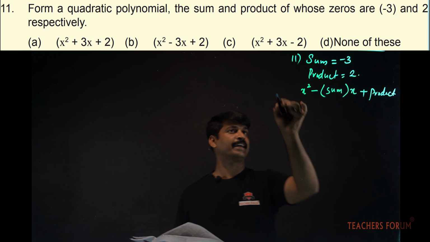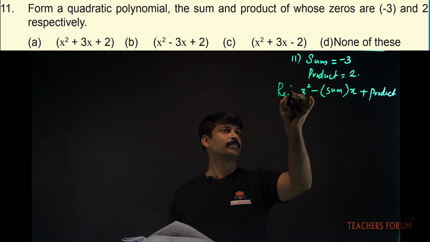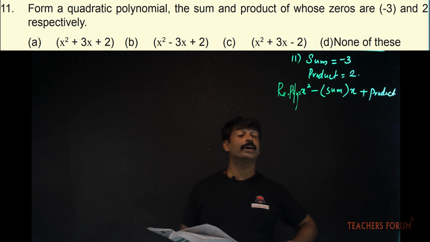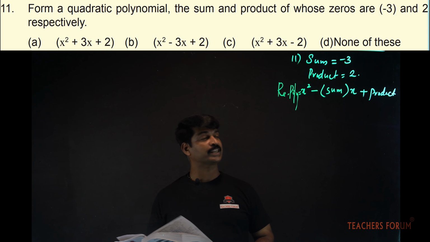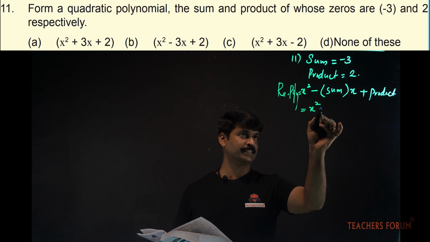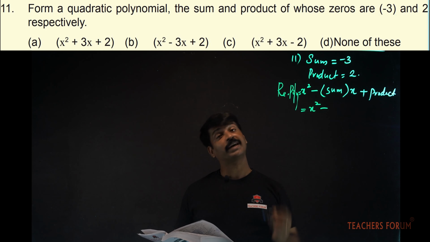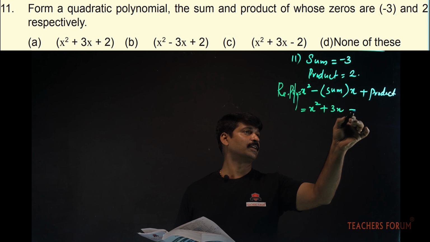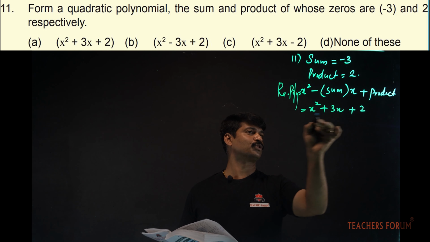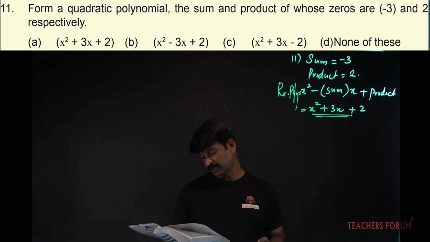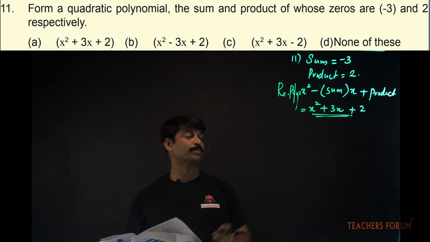It is a formula to find the required polynomial. The required polynomial is equal to x square minus sum into x plus product. That is equal to x square minus, what is sum? Sum is minus 3, so minus minus 3, that is plus 3, x plus product 2. So it is the required polynomial. So the correct option is option A, x square plus 3x plus 2.